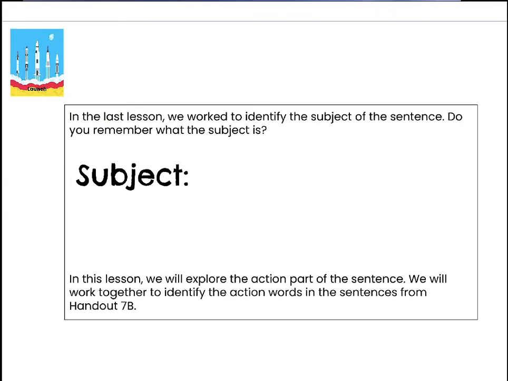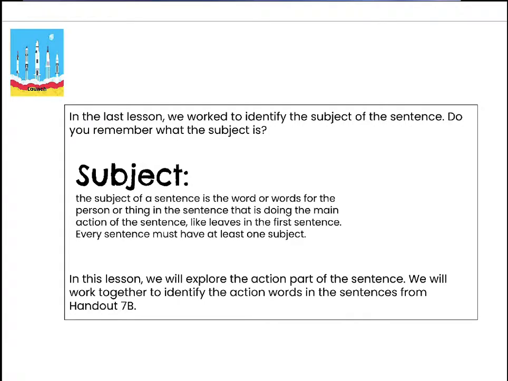In the last lesson, we worked to identify the subject of the sentence. Do you remember what the subject is? Let's find out what a subject is. The subject of a sentence is the word or words for the person or thing in the sentence that is doing the main action of the sentence, like leaves in the first sentence. Every sentence must have at least one subject.